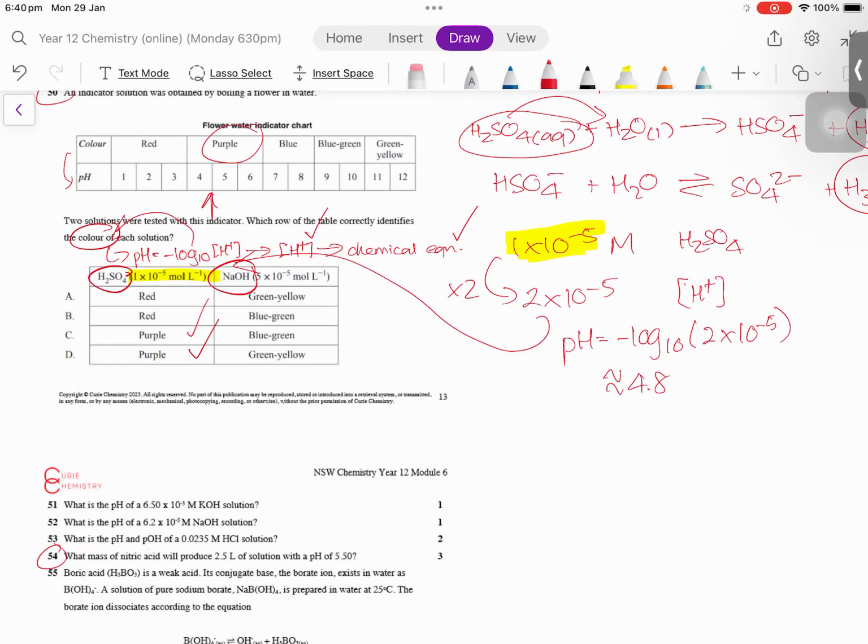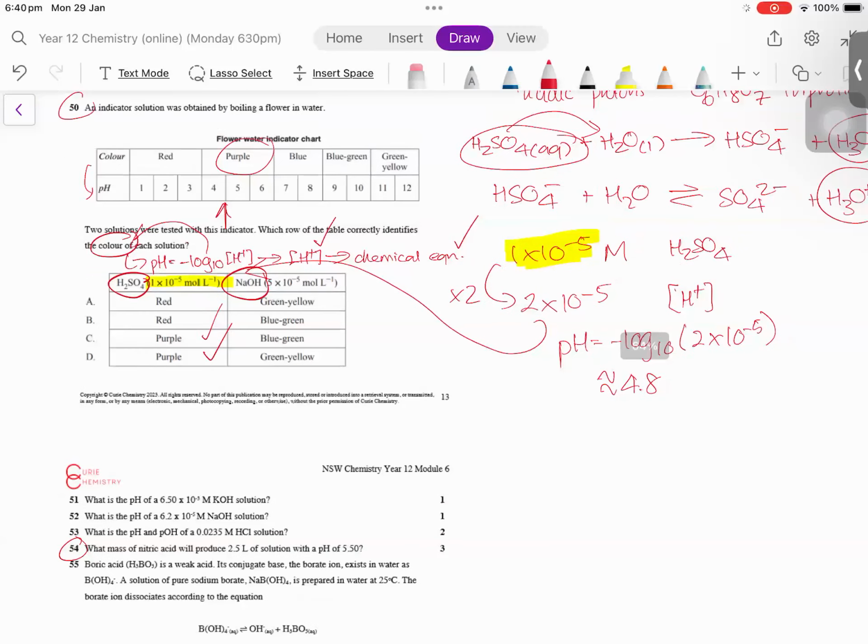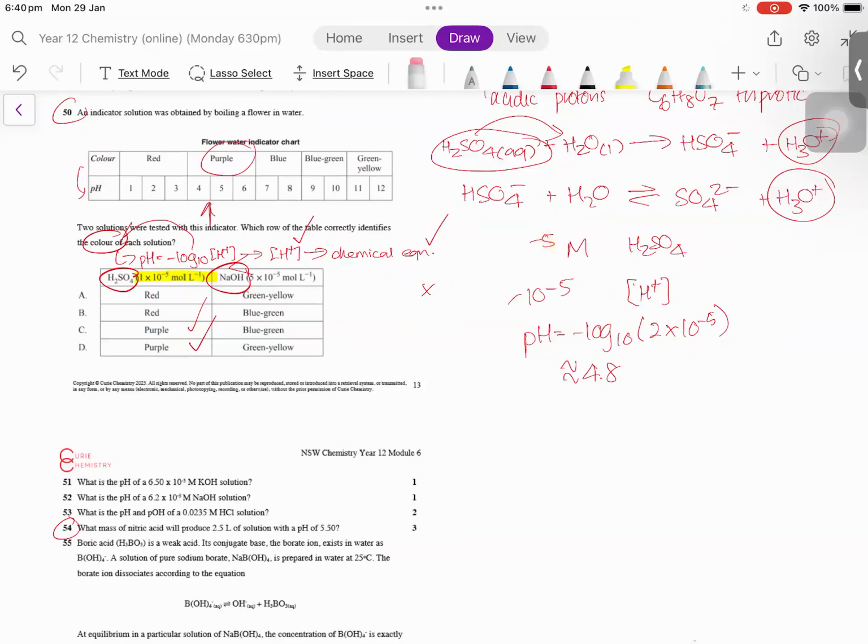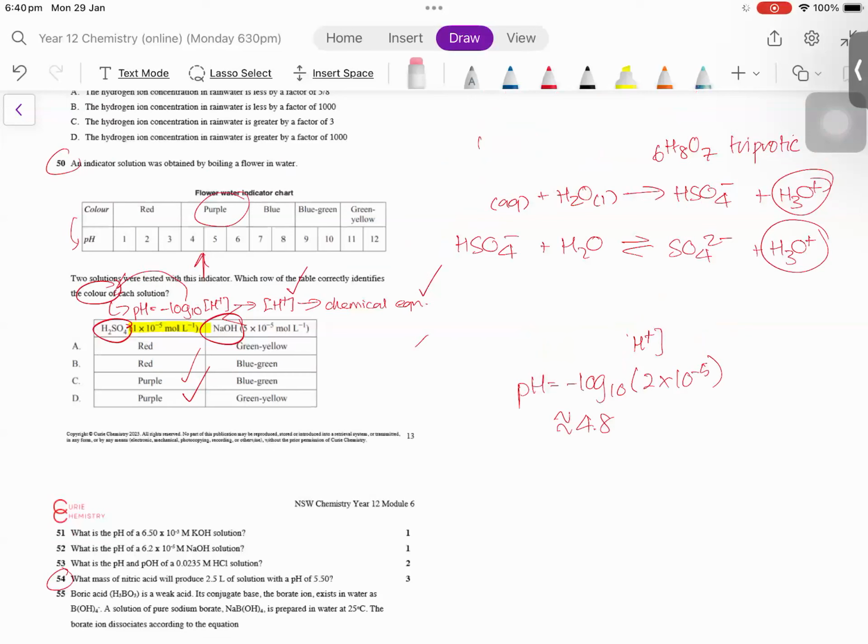Can I get a thumbs up, guys? Are we following that so far? If you have any questions, especially if you asked about this question, then let me know, yeah? All good? Great, thanks, guys. Okay, so that's for the acid, yeah? Unfortunately, you have to do the same thing for the base, okay?